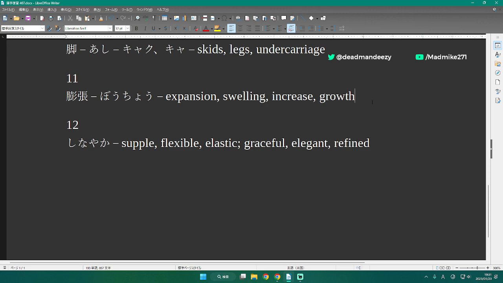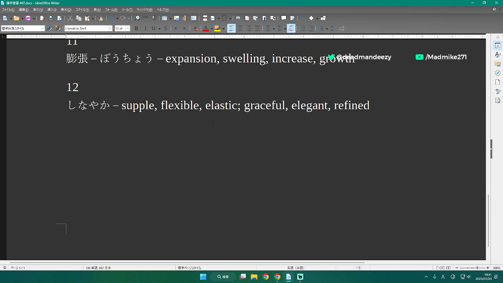Bocho. And finally, number 12 is shinayaka. Shinayaka is supple, flexible, or elastic, graceful, elegant, or refined. Pronounced or written down with no kanji. This is the one that's going to have to be rote memorization.